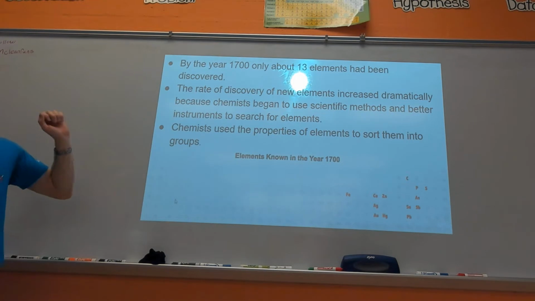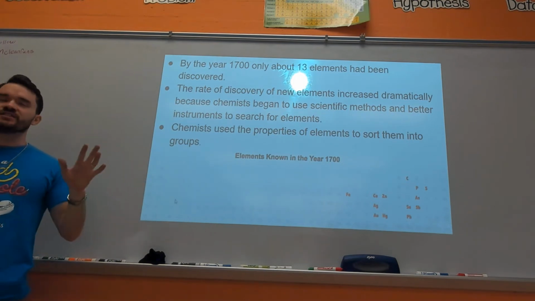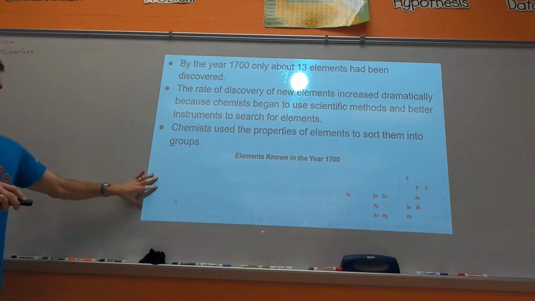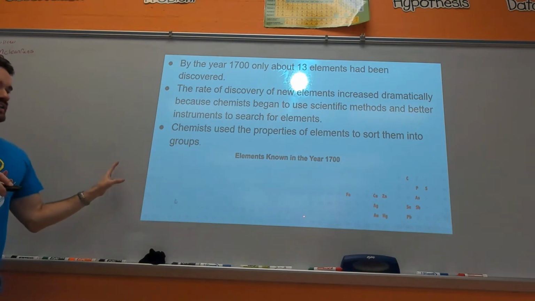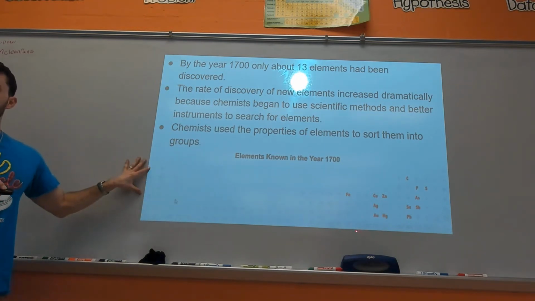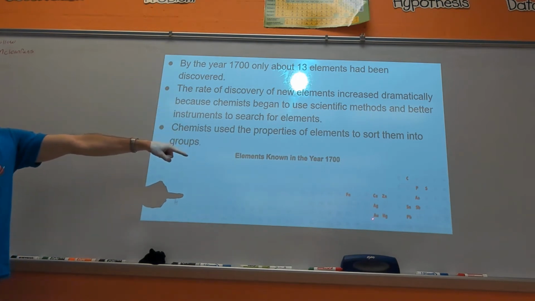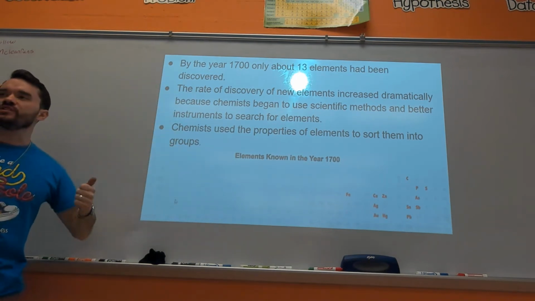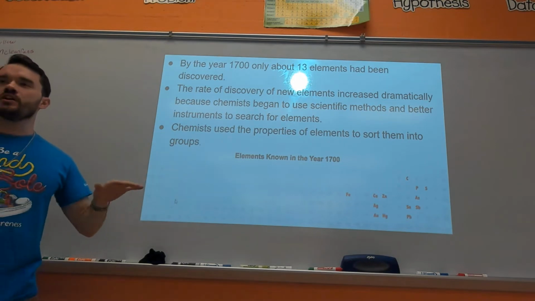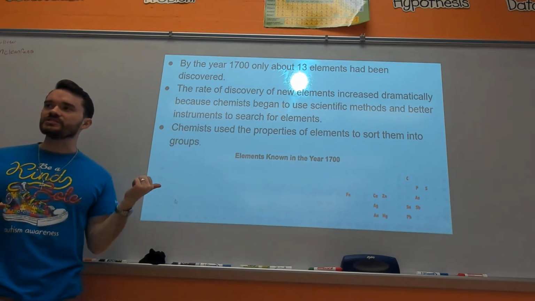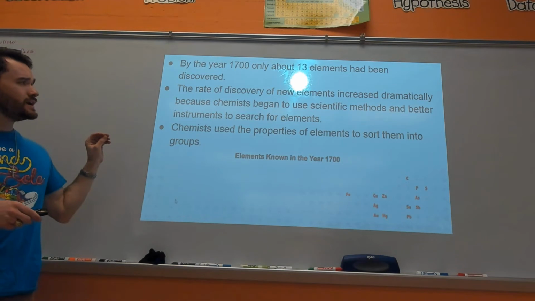Okay, so the periodic table didn't always exist in the form that we have it now. The grayed out elements are our modern periodic table. But originally, about the year 1700, these 13 elements in red are the ones that we knew about. You don't have to memorize those. It's just kind of an FYI.